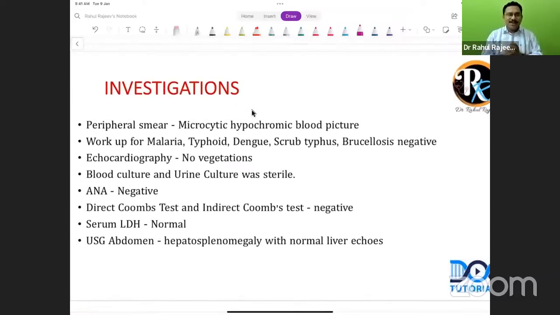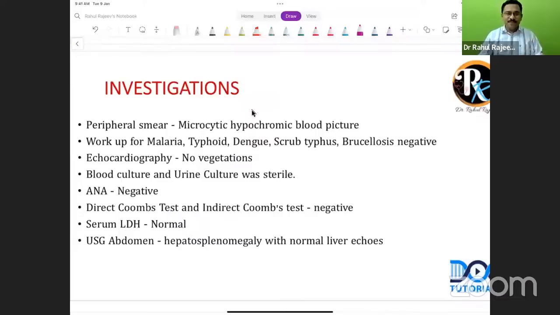Peripheral smear showed microcytic hypochromic blood picture. The workup for malaria, so essentially the rapid malarial test was done. The peripheral smear for malarial parasite was negative. Typhoid negative, dengue negative, scrub typhus negative, brucellosis negative. Echocardiography, no vegetations. Blood culture and urine culture was sterile. No organism could be isolated.